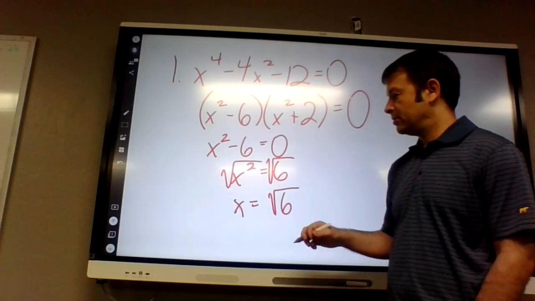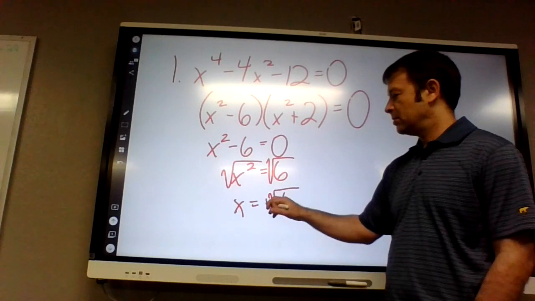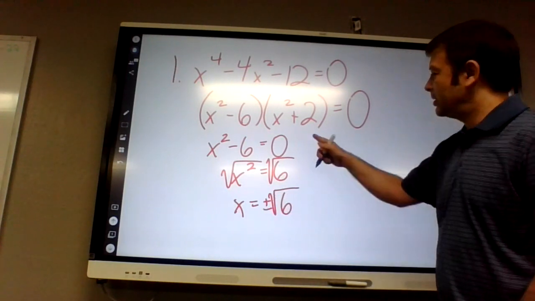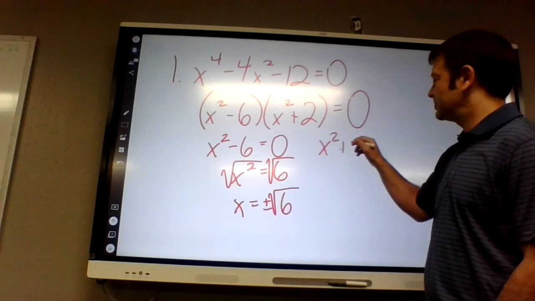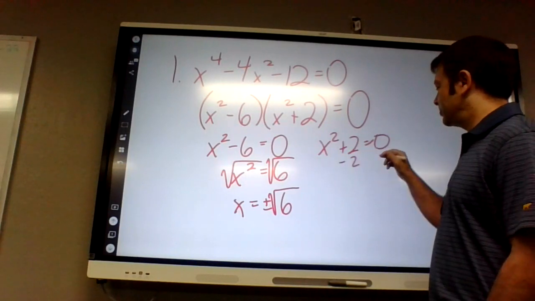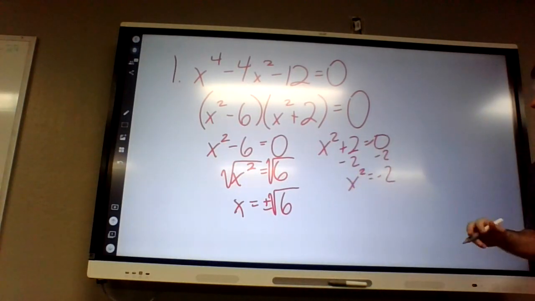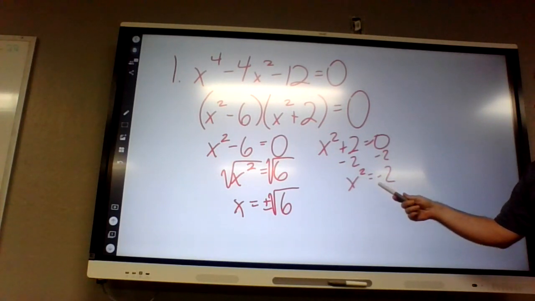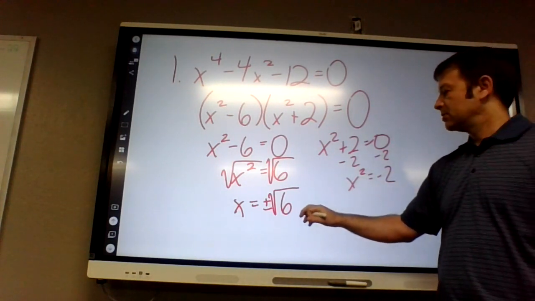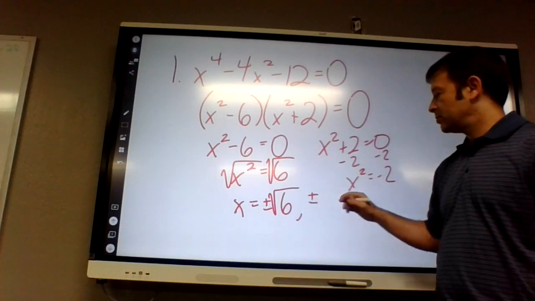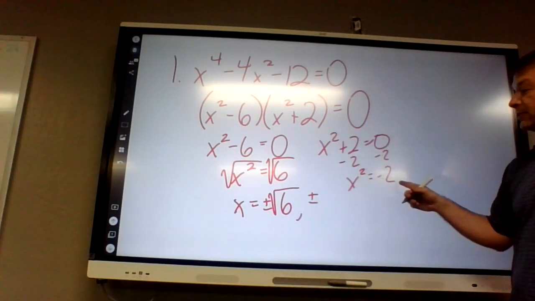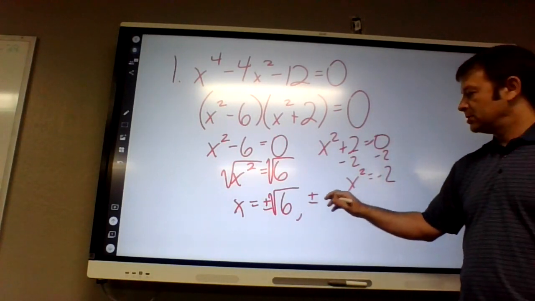What did I do wrong? Alright, and then on this one, same thing. This one though, the 2 is negative. So what's x going to equal in this case? Plus or minus, what's the square root of negative 2? i square root of 2.